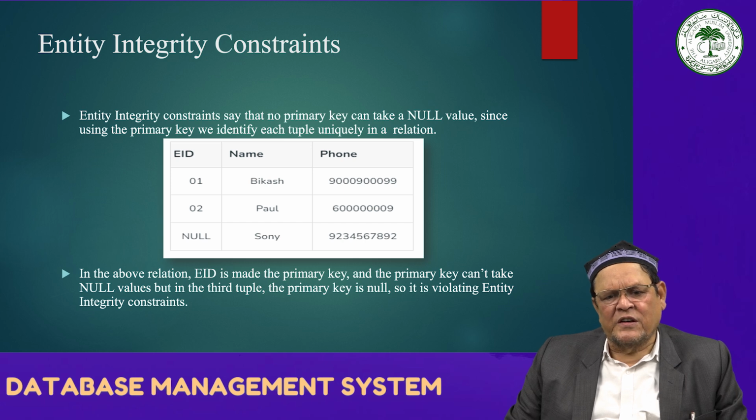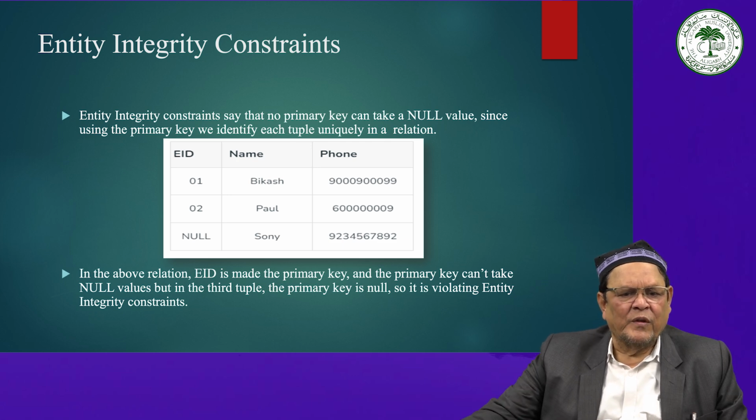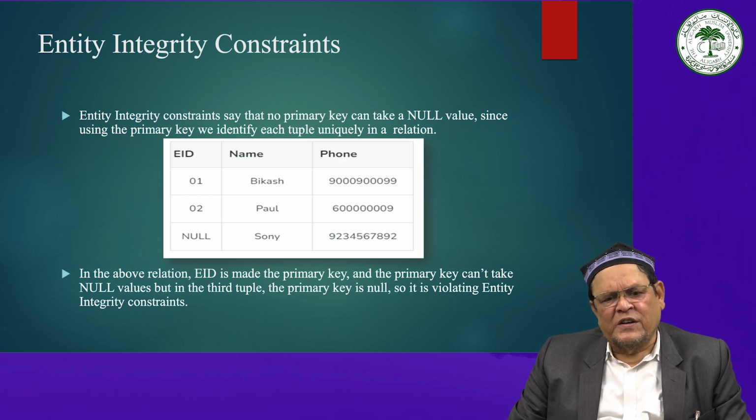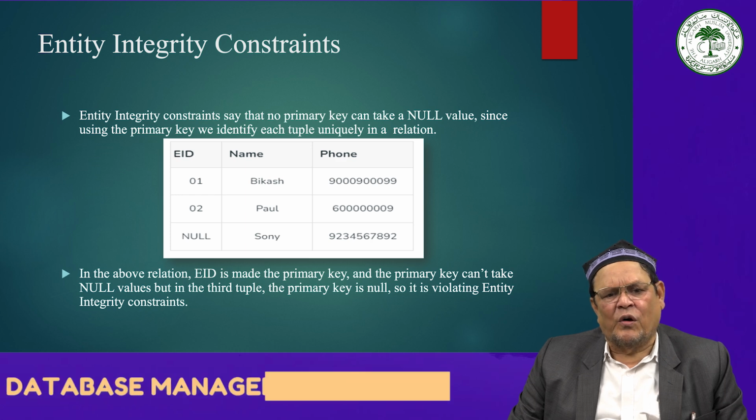Violation of entity integrity constraints results in errors or anomalies such as duplicate records, which could compromise data accuracy and reliability. Therefore, enforcing entity integrity constraints is crucial for maintaining the overall integrity and quality of the database.